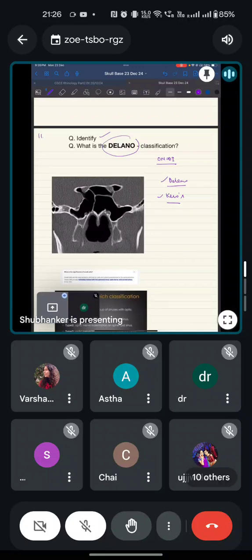He will ask you, what is the Keros classification? Don't directly say, sir, I will be looking at whether type 2 is there or not, whether type 3 is there or not. Now just give him time to answer.